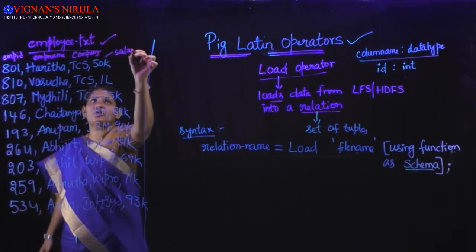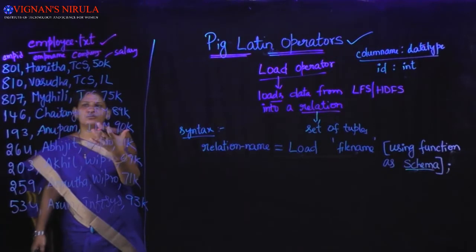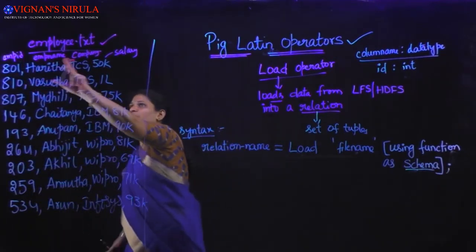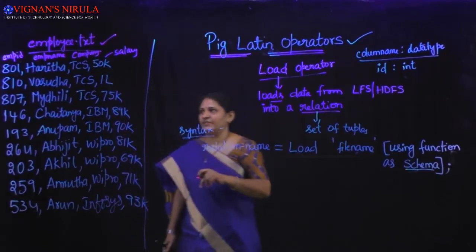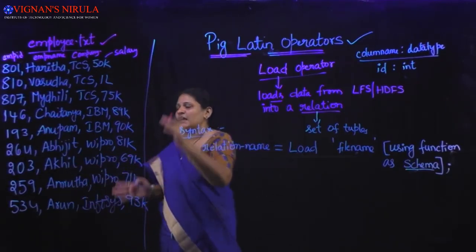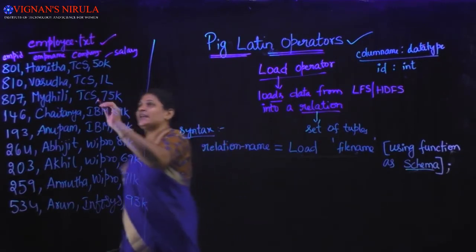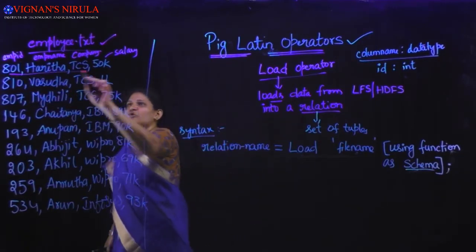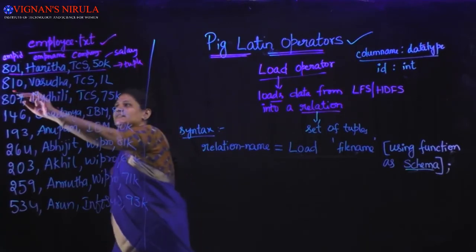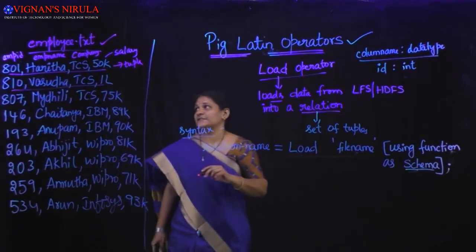These are the column names I have put for them. The first one is employee ID, employee name, company, and the salary he or she is getting. Assume this is a text file and this is the data I'm having. In this I can say that each row, each record, is a tuple. I can call each record a tuple. This we discussed in the last class.